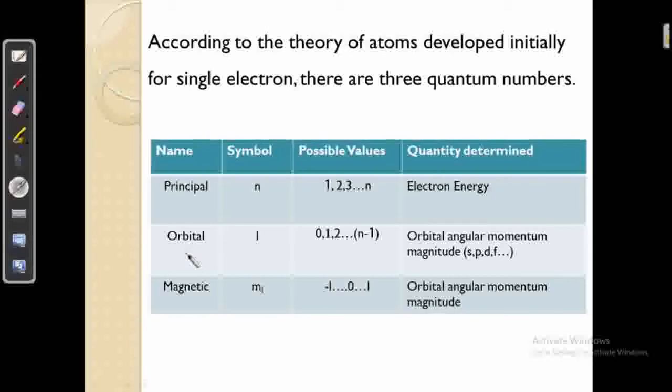The next is the orbital quantum number. The possible values are 0, 1, 2, etc., up to n minus 1. This determines the orbital angular momentum magnitude, that is s, p, d, f, the orbitals. The third one is the magnetic quantum number, represented by ml. It has the values minus l, 0 to plus l, or plus or minus l and 0. This gives the orbital angular momentum component.